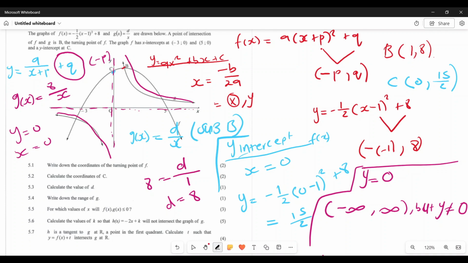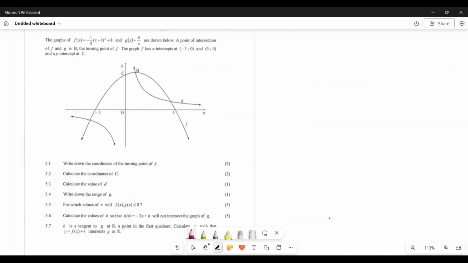For the next question, 5.5, for which values of x would your two graphs? Now, basically, let us try and interpret what this notation simply means before we can go about trying to answer this question. So here, basically, they want values of x. Your two graphs, remember these two graphs should be attached to one another, f of x and g of x. Your two graphs will be decreasing.